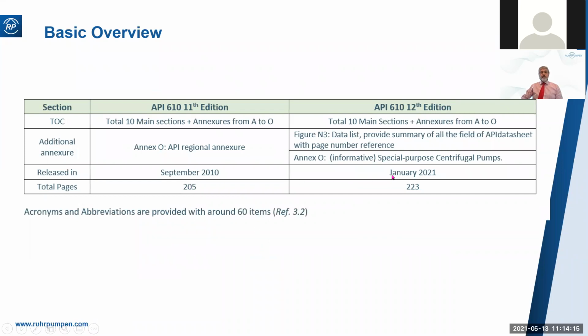So it's taken 10 years to move from 11th to 12th editions. And truth be told, there are not many significant changes, which is what you'd expect from a mature standard. Many of the changes are housekeeping and alignment of latest international standards.